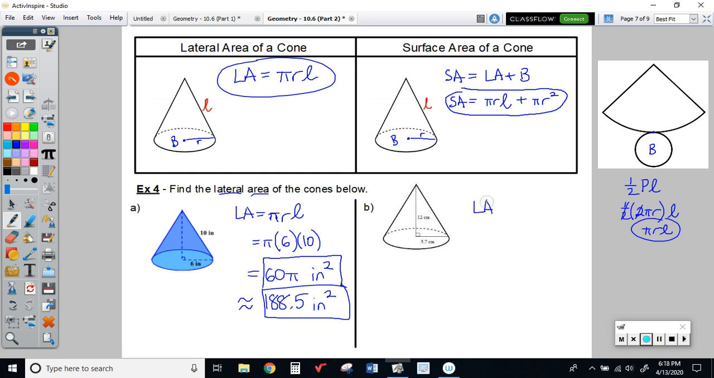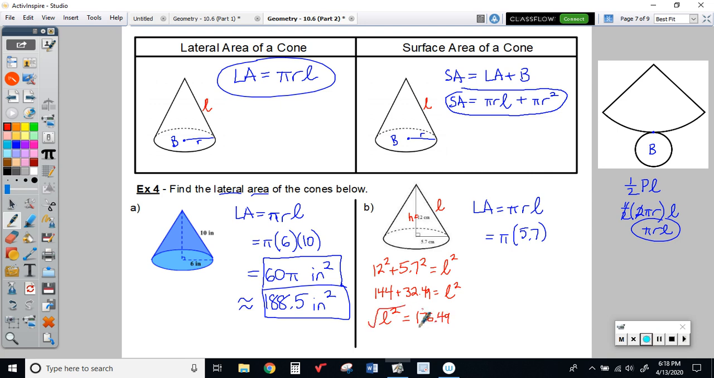If we do lateral area once again, this is pi r L. This would be pi times 5.7, the radius. L is unknown on this one, but I'm going to label it with an L there. And it looks like 12, that's referring to the regular height of the cone. So this is going to be 12 squared plus 5.7 squared equals your hypotenuse squared, L squared. This would be 144, and this would be 32.49, equals L squared. That means L squared would equal the sum of those two things, 176.49.